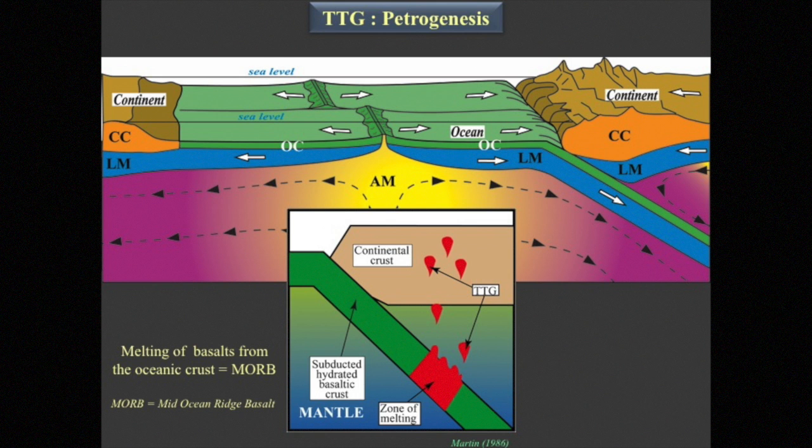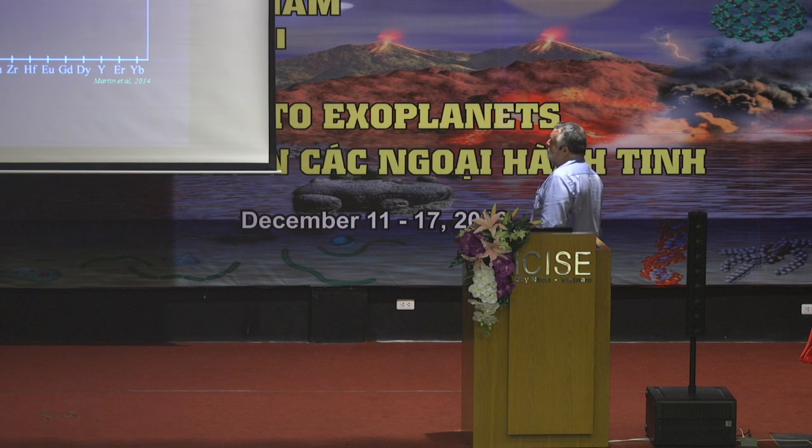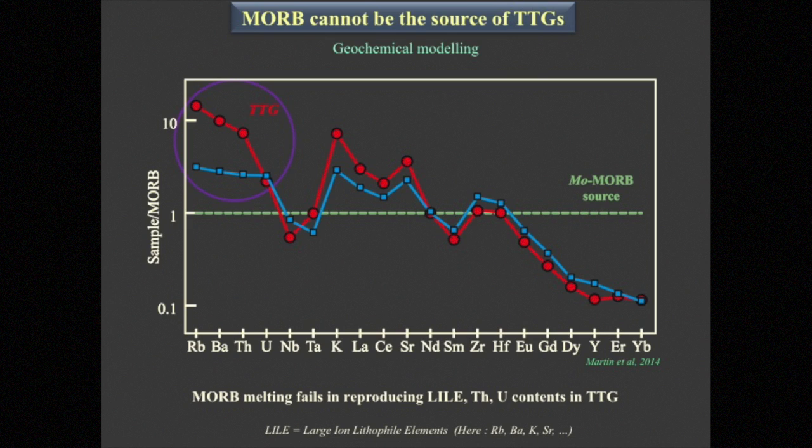In fact, this is not so clear. For instance, here, there are a lot of elements plotted against the MORB composition. In green, we have the composition of a MORB. Here, we have the composition of an average Archaean TTG. And here, we have the result of modeling. This is a mathematical modeling of melting.